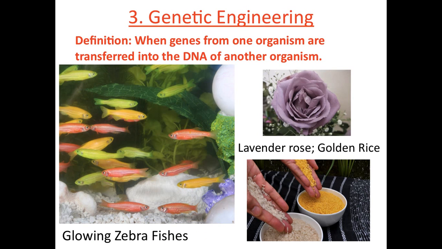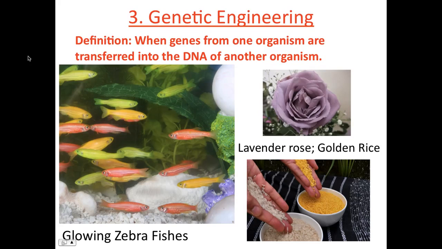Okay, we have selective breeding, we have cloning, and then another way to get organisms with desired traits is to genetically engineer them. This is where stuff gets really wacky. So the definition of genetic engineering is when genes from one organism are transferred into the DNA of another organism.